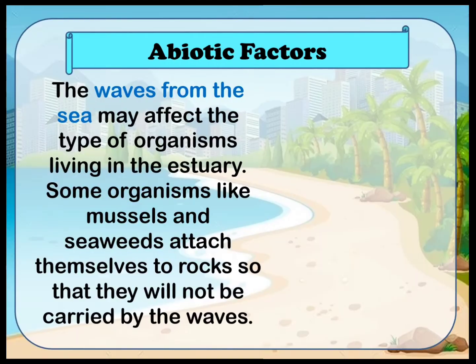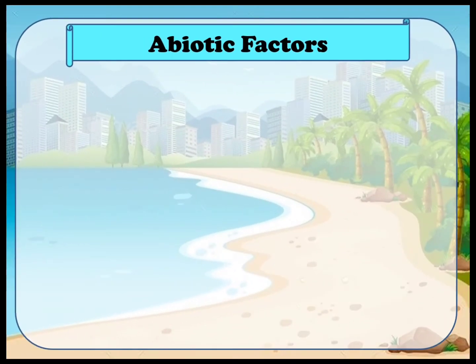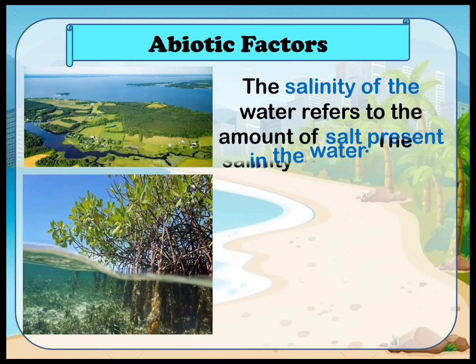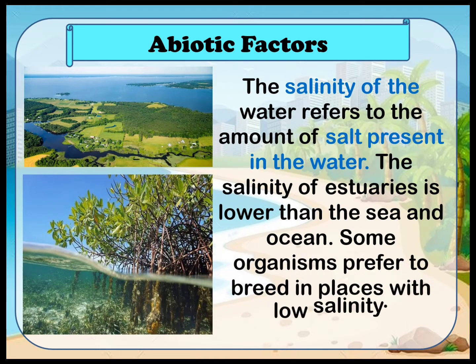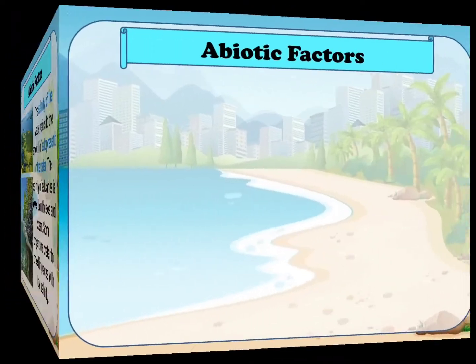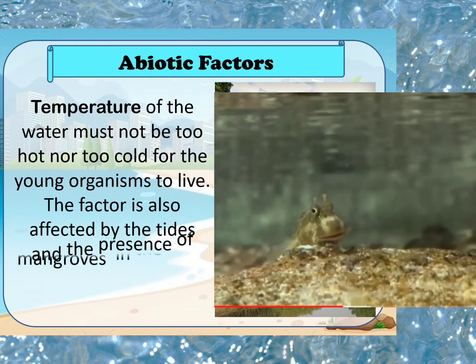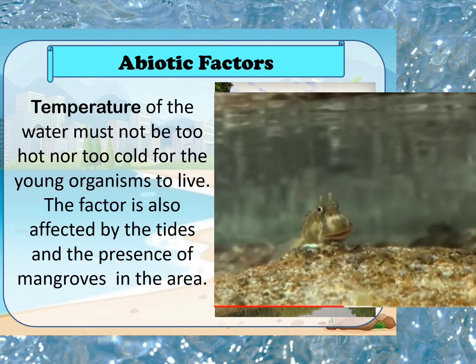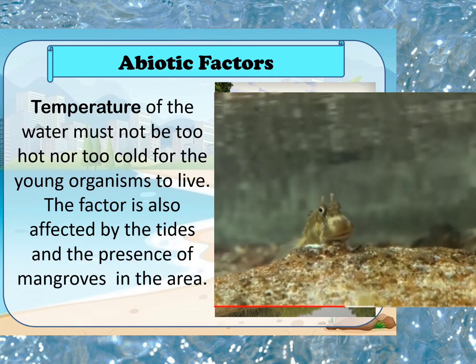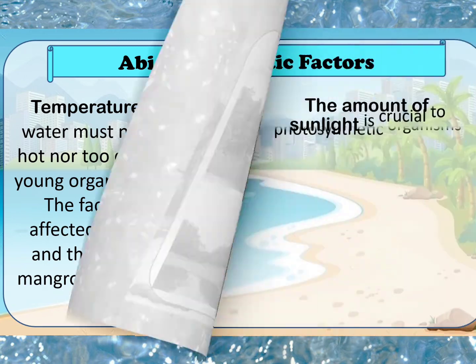Next is the salinity of water. The salinity of the water refers to the amount of salt present in the water. The salinity of estuaries is lower than the sea and ocean. Some organisms prefer to breed in places with low salinity. Next abiotic factor is the temperature. Temperature of the water must not be too hot nor too cold for the young organisms to live. The factor is also affected by the tides and the presence of mangroves in the area.